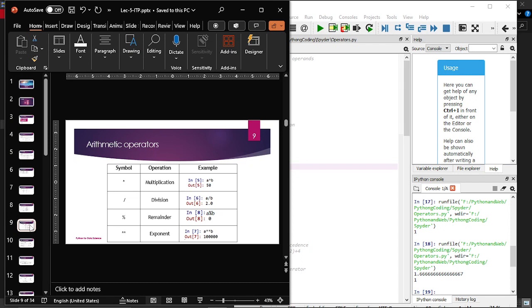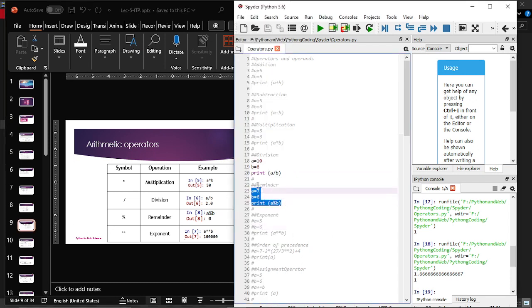So in the arithmetic operators, again the last one is the exponent operator. I'll comment out both the commands that we just ran. Now the exponent operator is nothing but basically raising a particular number to a power. So here it is 5 to the power 6.